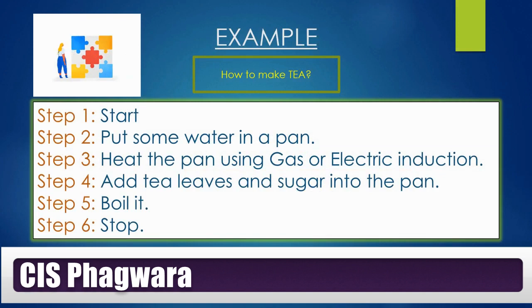We'll break the problem into simpler steps, find a pattern, and then give instructions to the computer on how to solve the problem. So step 1 will start the process, whereas step 2, a simple instruction is given to the computer that puts some water in a pan. In step 3, we will heat the pan using a gas or an electric induction. Step 4, we can add tea leaves and sugar into the pan. In step 5, we'll boil it, and when we stop the process, we'll have the desired result. That is, in this case, we'll have a tea in our hands.